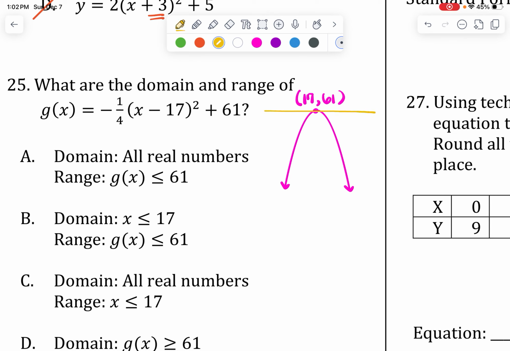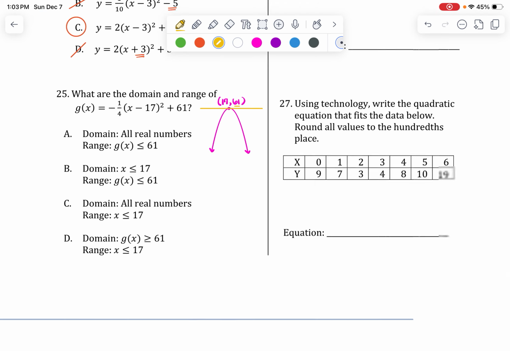So that's the wall. We should be able to find the domain and range right away from that information. Clearly the domain is always all real numbers, which completely nixes B and D because they don't say all real numbers. That's a pretty easy elimination. And then A says that the range is g of x, which, remember, means y is everything less than or equal to 61. And that is totally our winner.